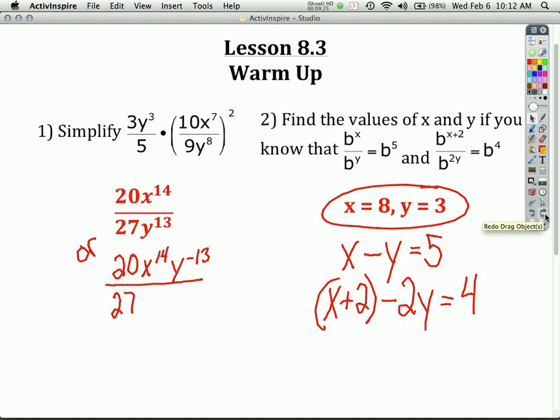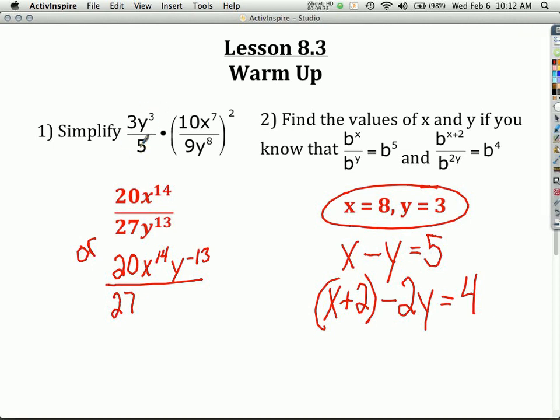So, the first thing you needed to do was understand that there was nothing that could be simplified here, so leave it alone. Hopefully then you rewrote the question with the multiplication dots so that you could make sure you saw that 10 was going to be brought to the second power, x to the 7th to the second power, 9 to the second power, and y to the 8th to the second power. So it seems like a lot of us got that.